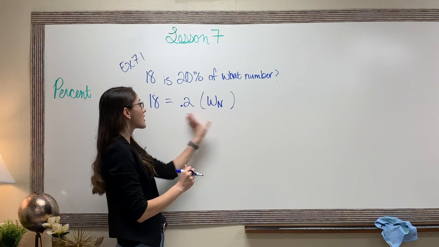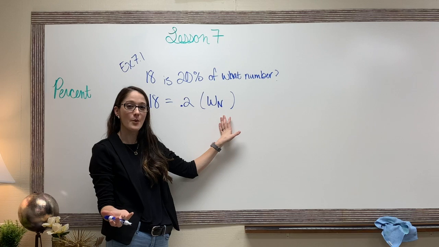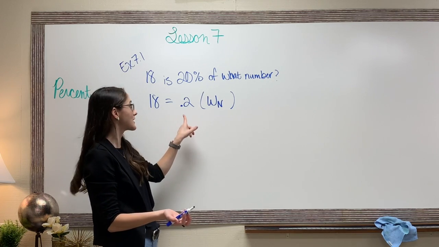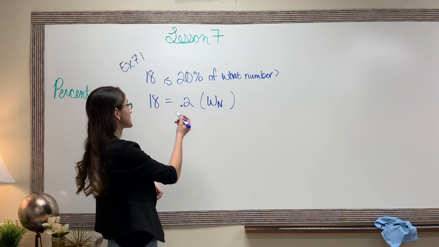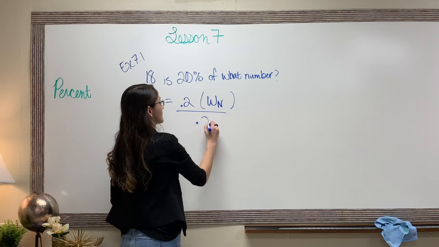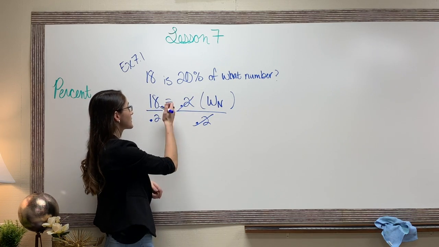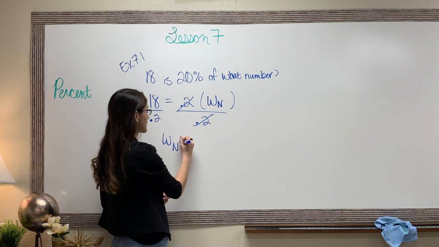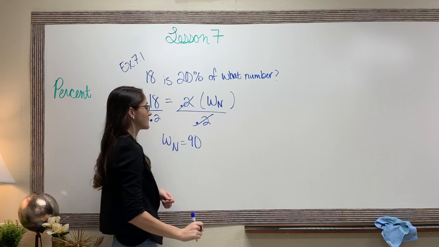Okay, and so now from here, we have a fairly simple problem. We're just trying to get W_N by itself. So right now 0.2 is being multiplied, so I'm going to divide. And so what we end up with is 18 divided by 0.2. So what number equals 90?